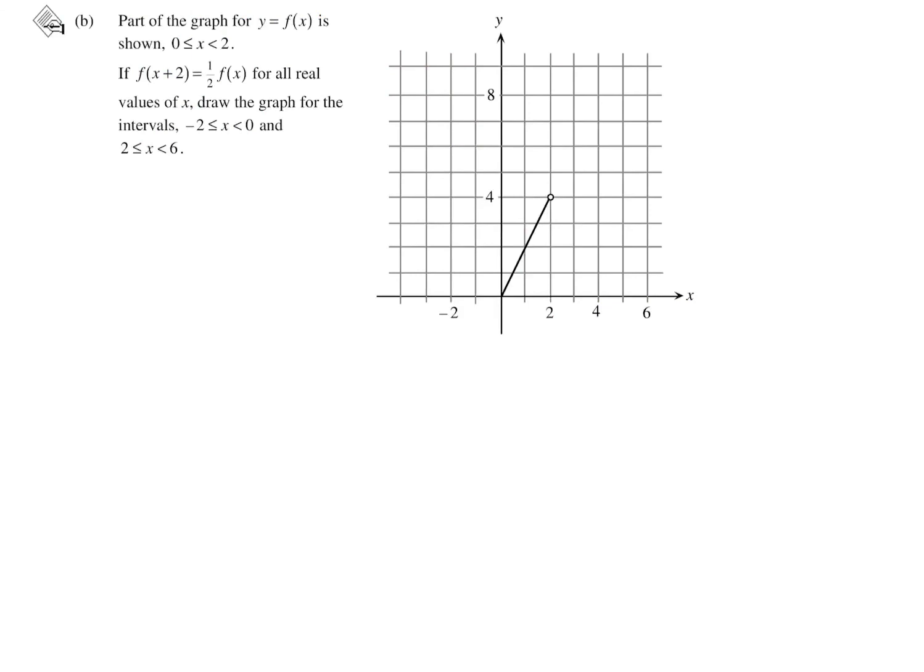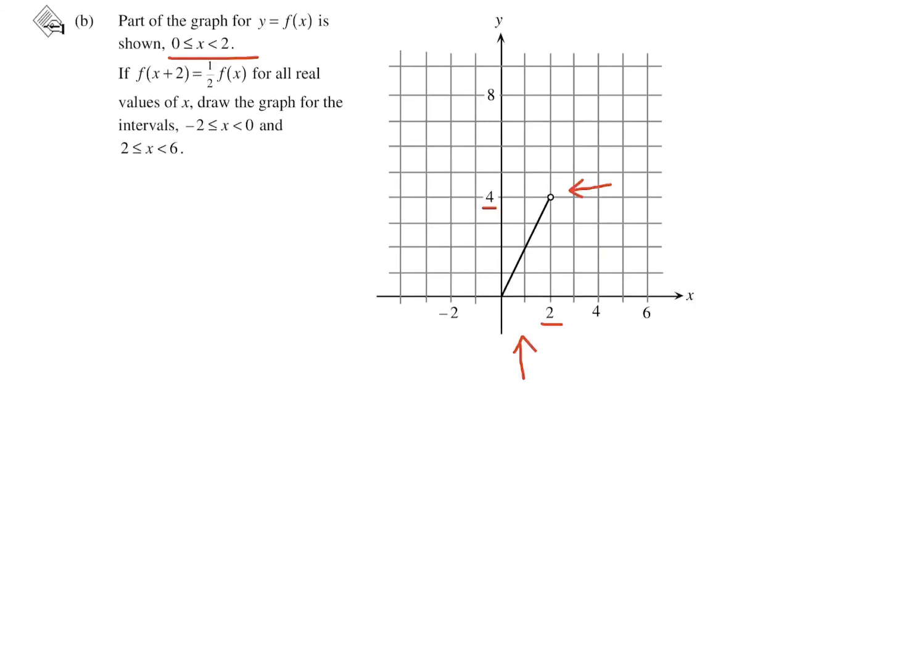Part B now. Part of the graph for y equals f at x is shown for x between 0 and 2. So it's right here. And that's just a straight line. Now, I want you to pay close attention to that circle. What does that mean? It means that it approaches. It doesn't actually hit it. It will approach that point. So when x is 2, y will approach 4, but it will not equal 4.